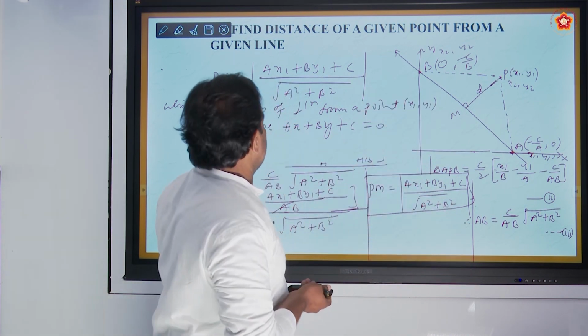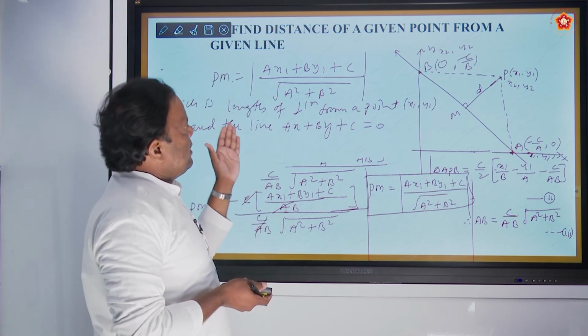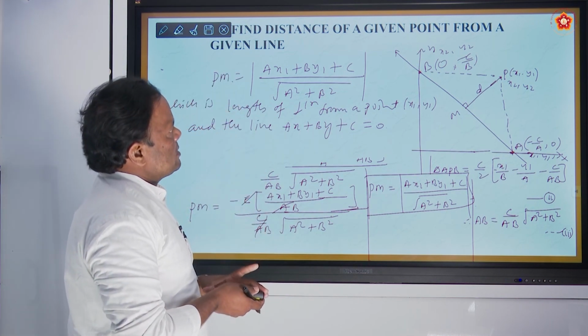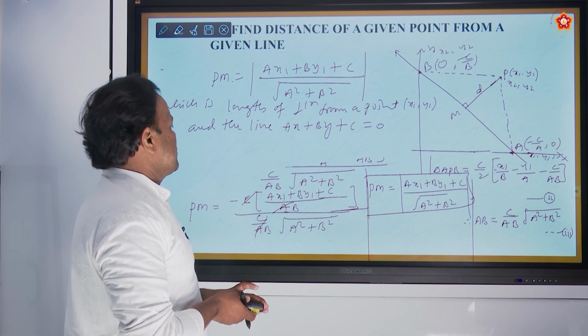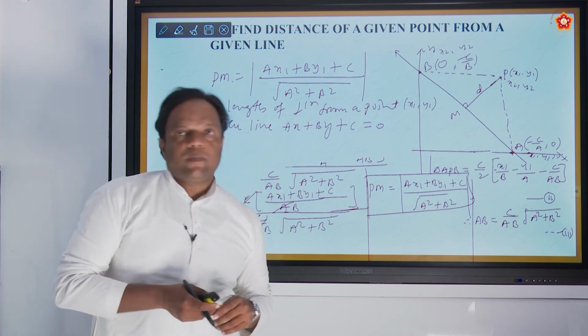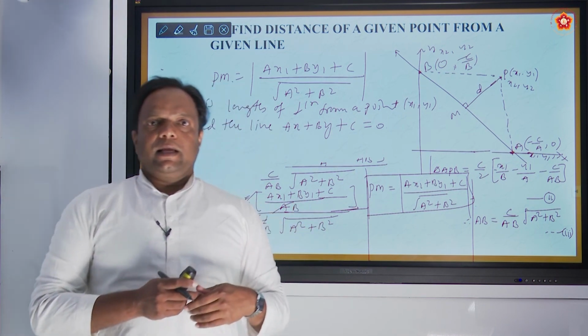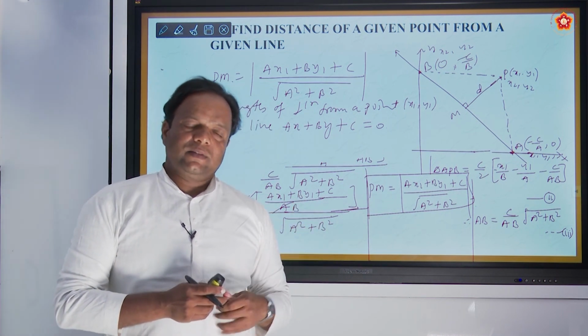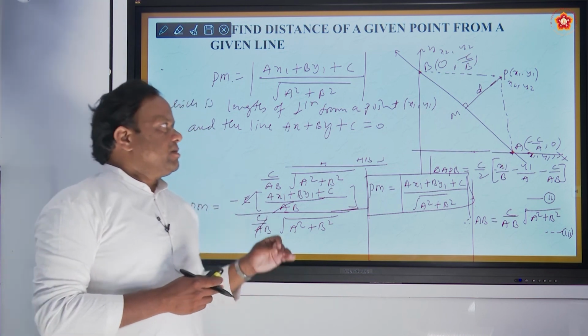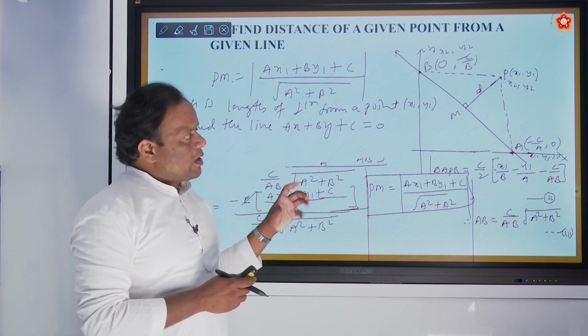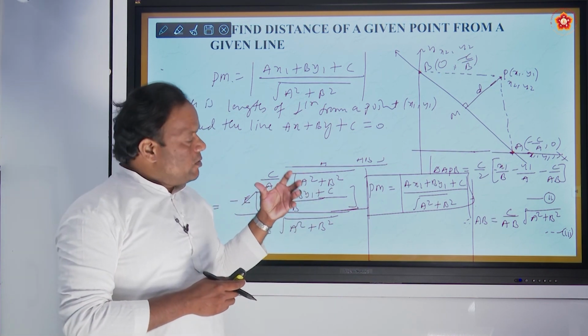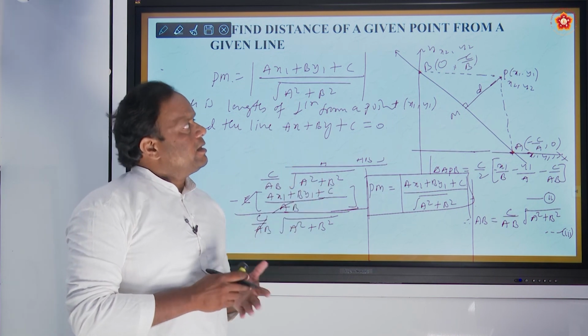Okay. PM, the length of perpendicular, is nothing but mod of AX1 plus BY1 plus C dividing by root of A square plus B square. This is the length of perpendicular from the point x1 y1 to the line AX plus BY plus C equal to 0. This is a very important theorem. I think it is a little bit complex, but if you go slowly, you can understand this theorem.